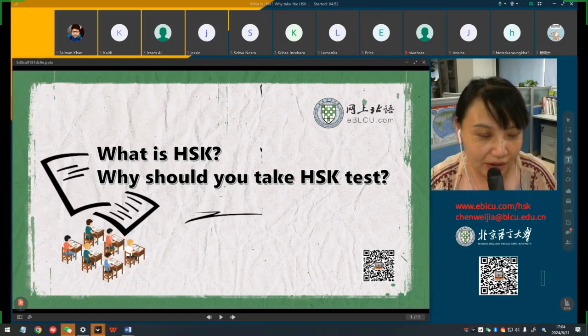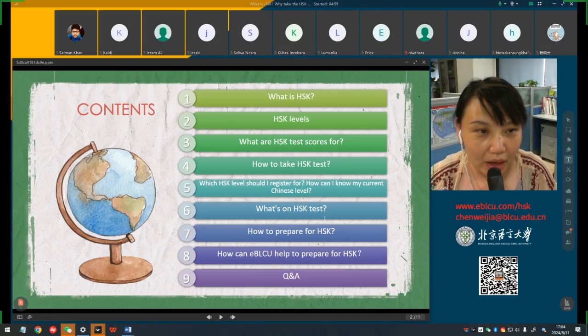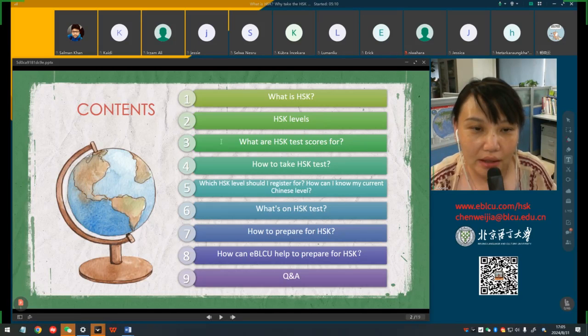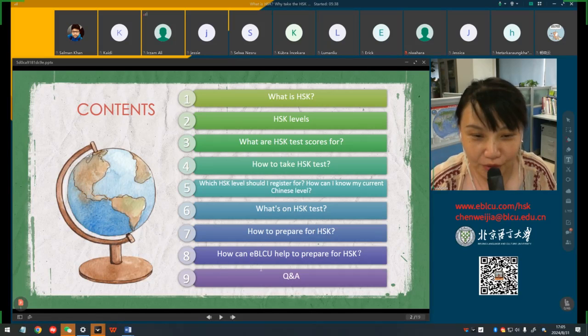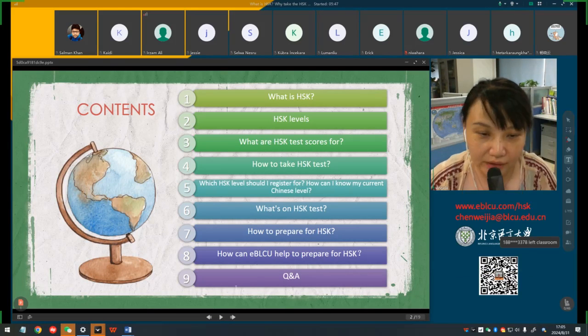Okay, so let's start our course today. My presentation includes 9 parts. Starting with what is HSK, and I will introduce the HSK levels and what HSK test scores are for, and how to take the HSK test, and also which HSK level you should register for and how you can know your current Chinese level, and what's on the HSK test. Then how to prepare for the HSK test and how we, EBLCU, can help you prepare for HSK. And the last part is question and answer. If you have any question, you can just leave a message in the chatting box. I will check it later. So I will go ahead and start from the first topic.